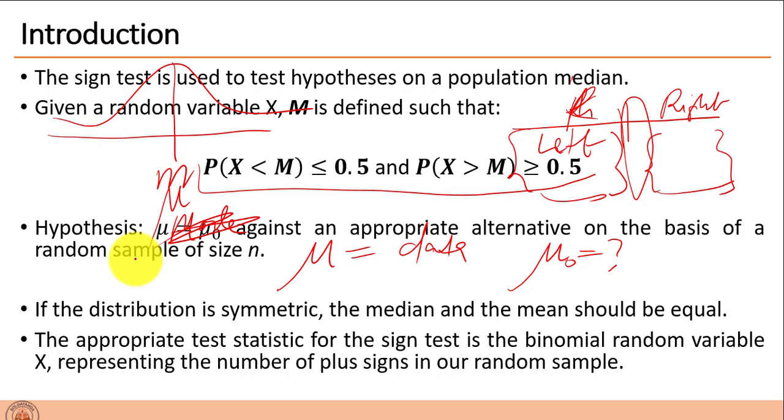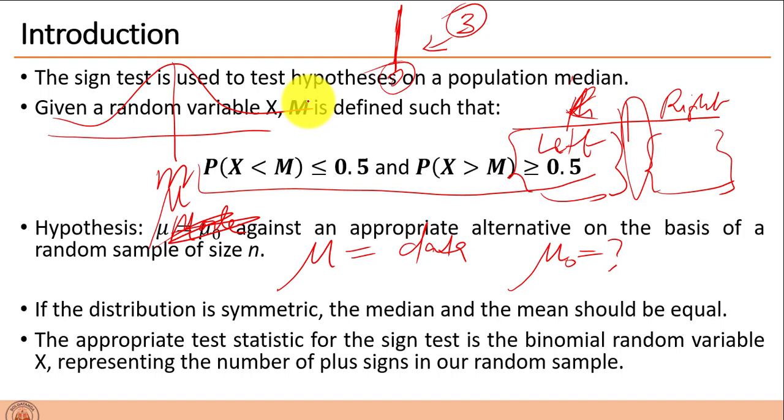So the approximate test statistic for the sign test is the binomial random variable x, representing the number of plus signs in our random sample. Why do we consider the plus sign, or why do we consider the binomial situation? Binomial indicates that if our median is equal to, let's say, 3, any number that is less than 3 is placed on the left side of m. If the number is more than 3, you place that on the right hand side. If it is 3, that is 0, and we don't count that as plus or minus.